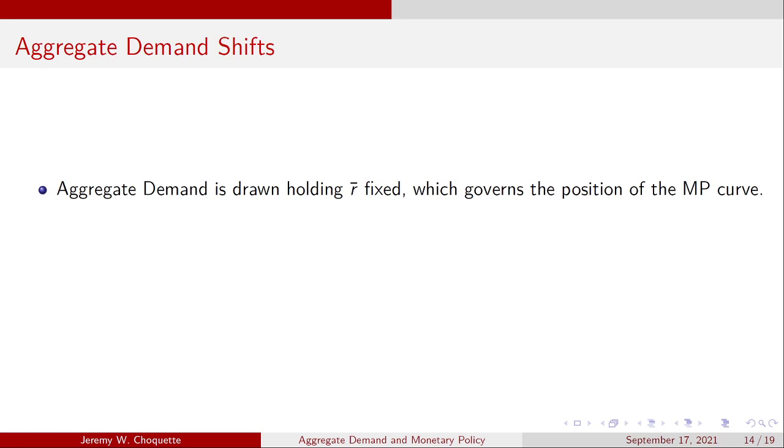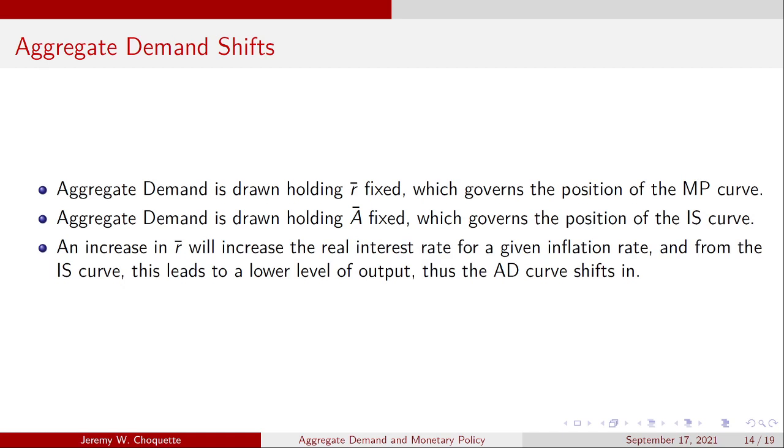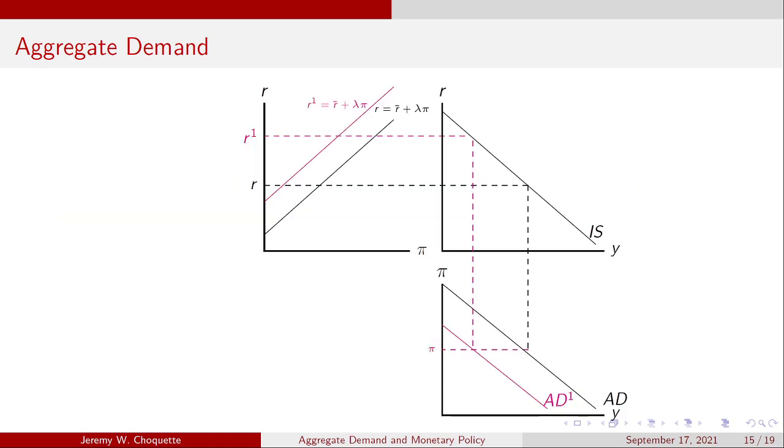Now, aggregate demand is drawn holding autonomous monetary policy fixed, which governs the position of the monetary policy curve. Aggregate demand is drawn holding this A bar fixed, which governs the position of the IS curve. An increase in this R bar will increase the real interest rate for some given inflation rate, and from the IS curve, this leads to a lower level of output. Thus, the aggregate demand curve would be shifting in if we were to be raising that real interest rate.